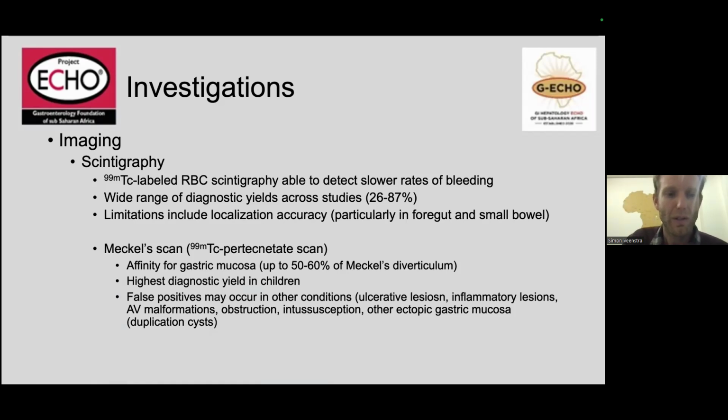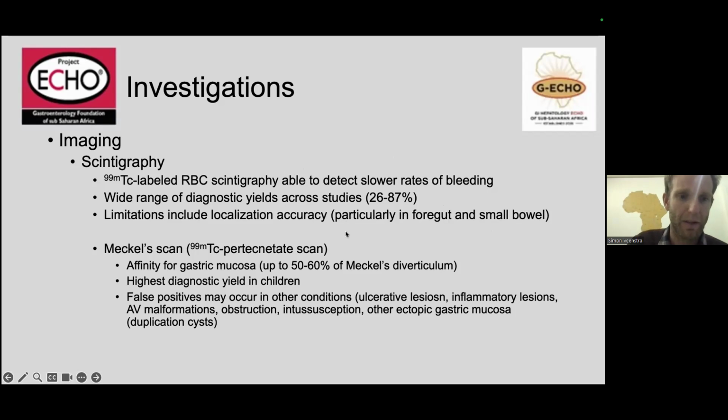Red blood cell scintigraphy. This is where patients' red blood cells are labeled with 99m technetium. It's able to detect a much slower rate of bleeding, up to 0.2 mL per minute. And it has quite a wide range of diagnostic yields across studies, ranging from 26% to almost 90%. So it's quite varied in its diagnostic yield. One of the limitations includes localization accuracy, particularly in the foregut and in the small bowel. So it's not used; it's lower down your investigation algorithm.